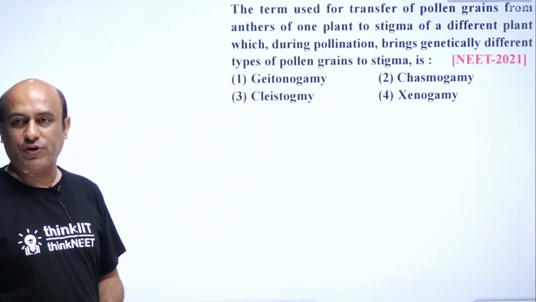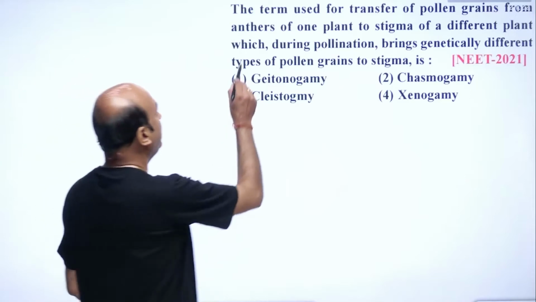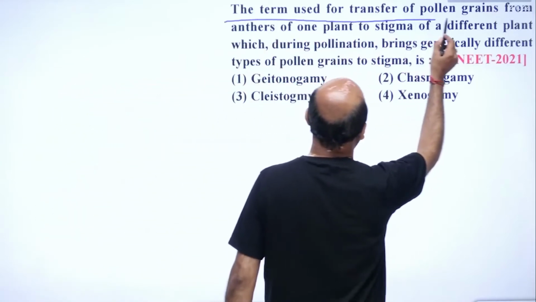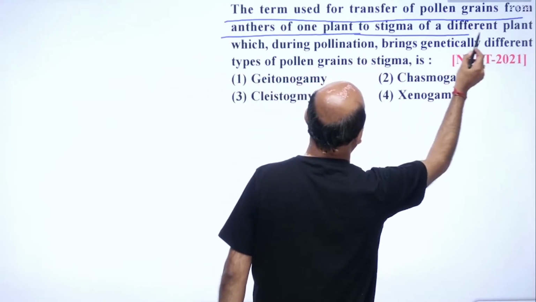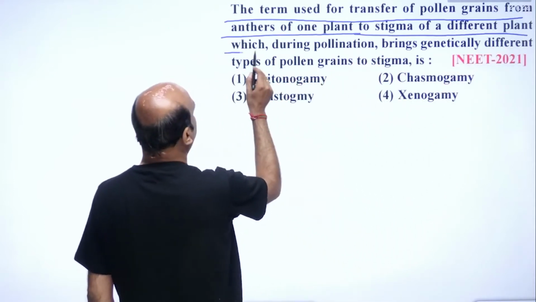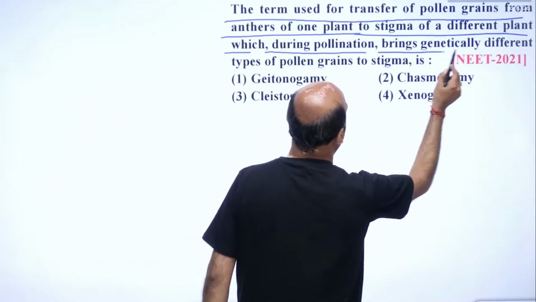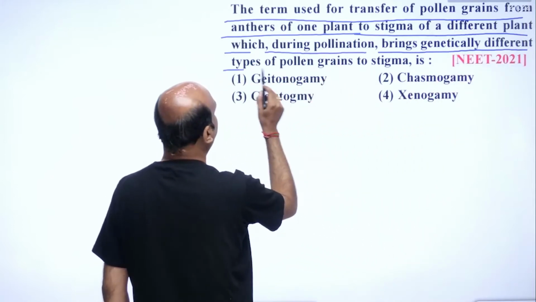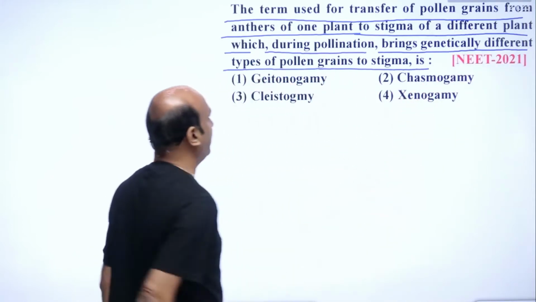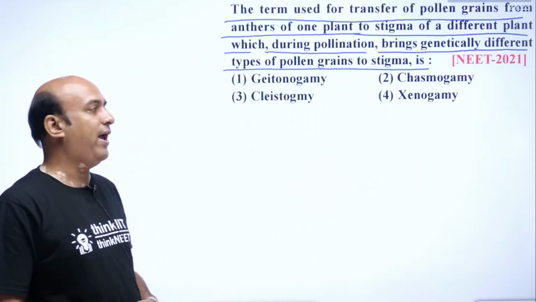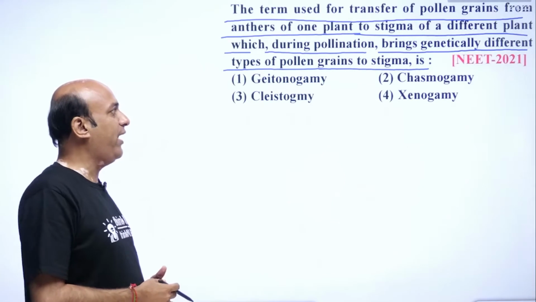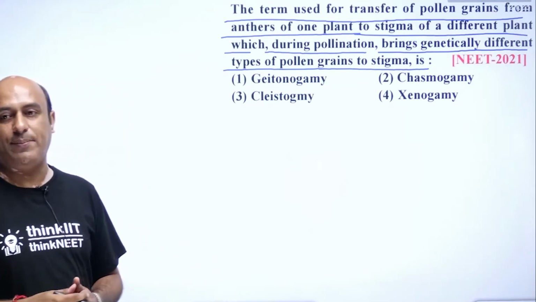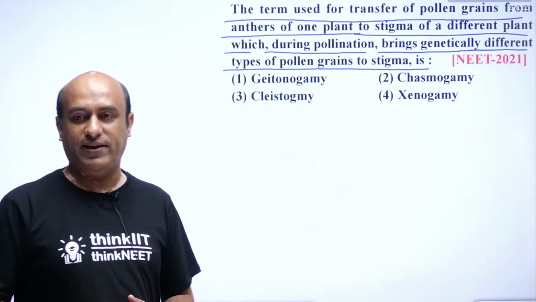Moving to the next question. Here the question is, the term used for transfer of pollen grains from anther of one plant to stigma of a different plant, which during pollination brings genetically different types of pollen grains to stigma, is option number 1 geitonogamy, option number 2 chasmogamy, option number 3 cleistogamy, and option number 4 xenogamy. So student, here which option is the correct one?